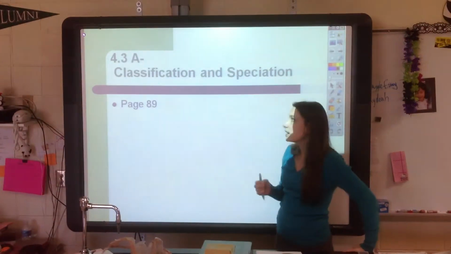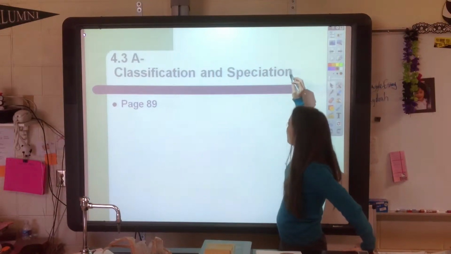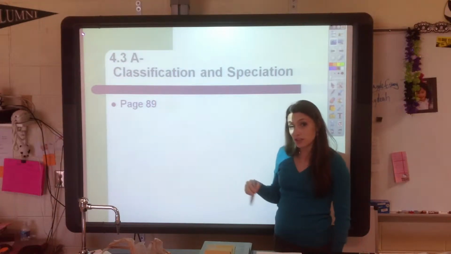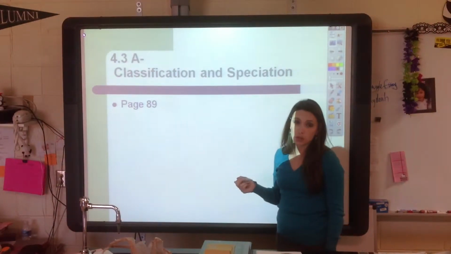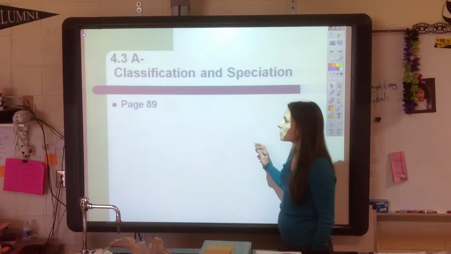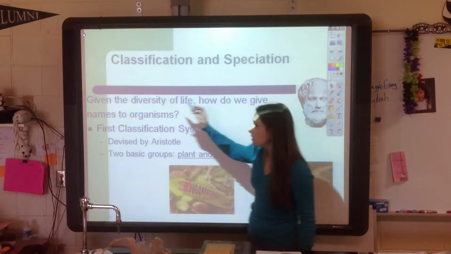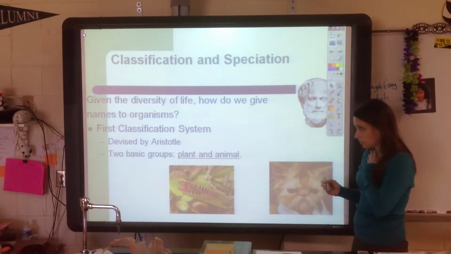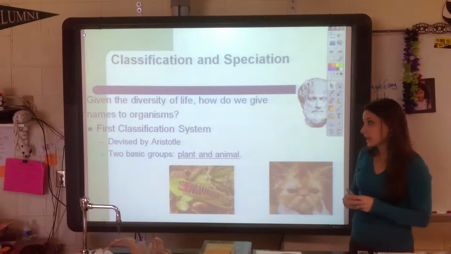So if you'll go ahead to page 89, we're going to talk about all the different species that are on Earth. So we've been focusing on human diseases, but humans are just one organism here on Earth. And so we're going to look now at all of the different diversity or different forms of life on Earth and how we name them.